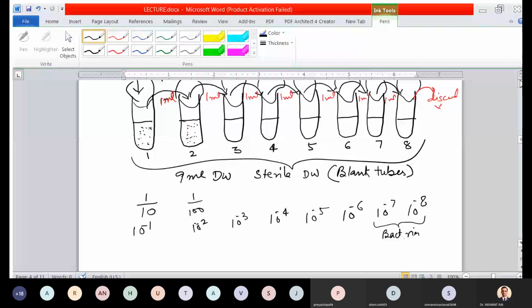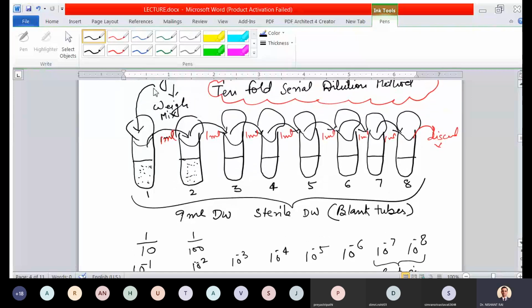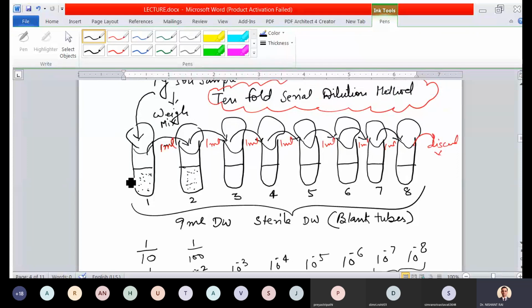Now again, see what we have done. We have weighed 1 gram of soil sample. We have already prepared 8 or 9 or 10 test tubes because you will take a control test tube as well, right? So all the test tubes contain 9 ml distilled water, right? And you will autoclave it. After autoclaving, these test tubes are said to be blank tubes. You will use these test tubes for the dilution of the soil sample.